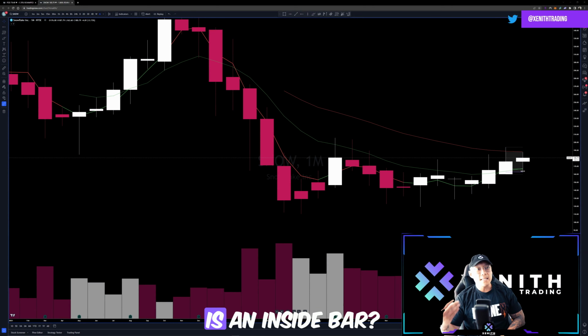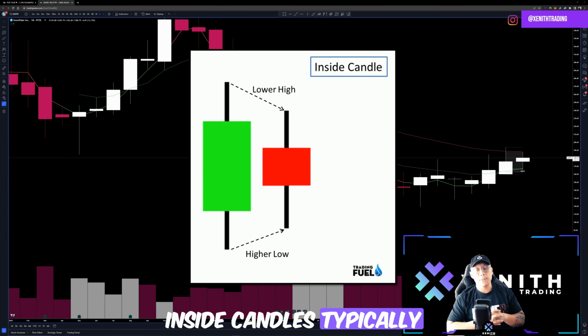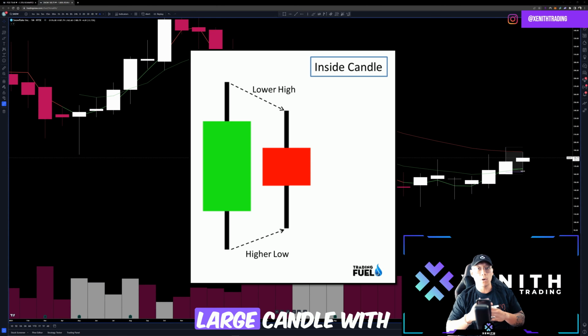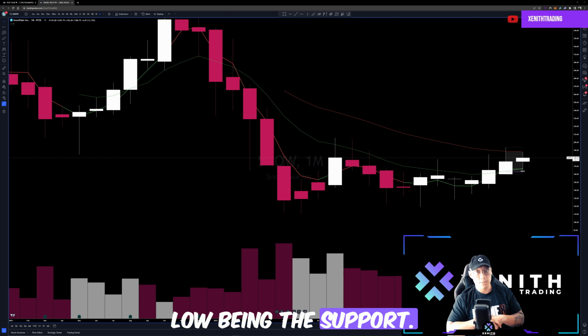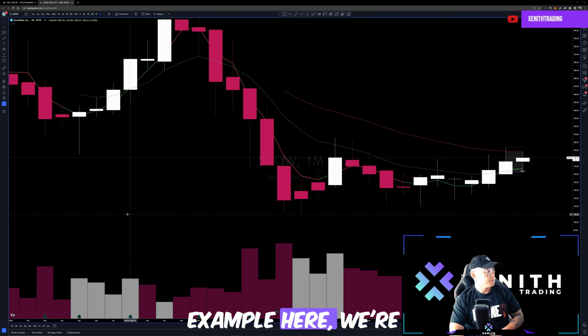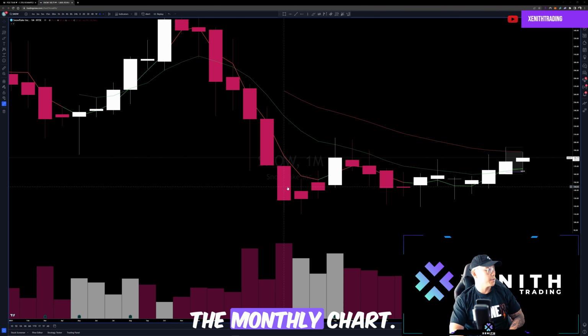Now, what exactly is an inside bar? Inside candles typically trade within a previous large candle, with the high being the resistance and the low being the support. To show you an example here, we're looking at SNOW on the monthly chart.